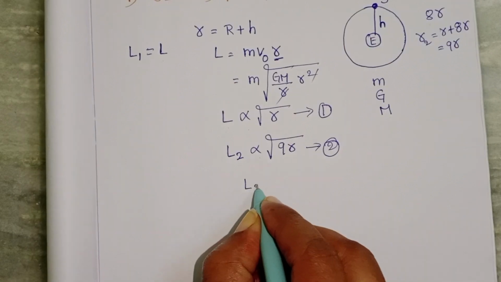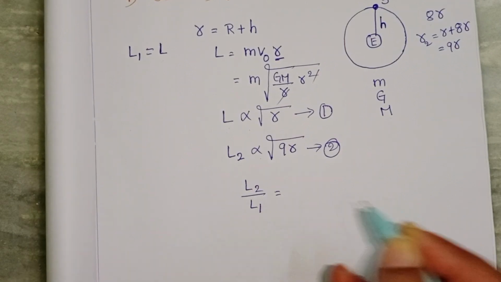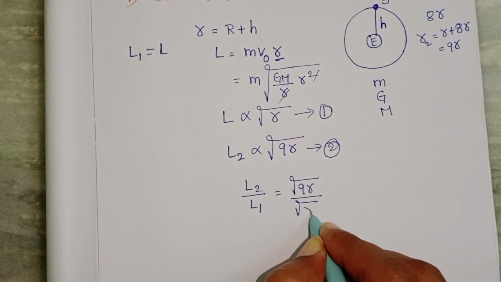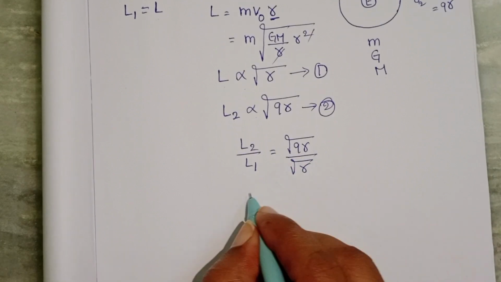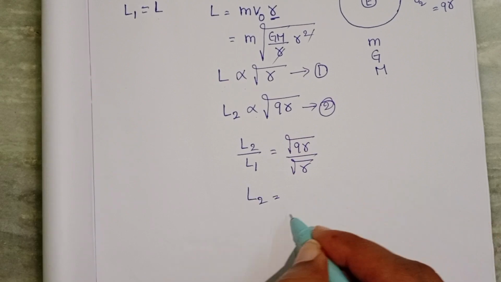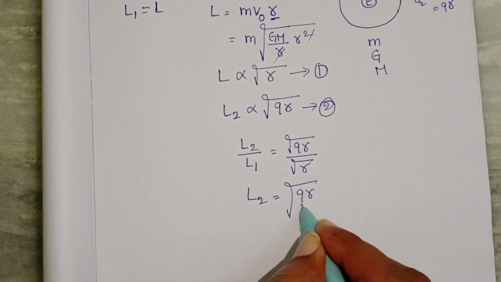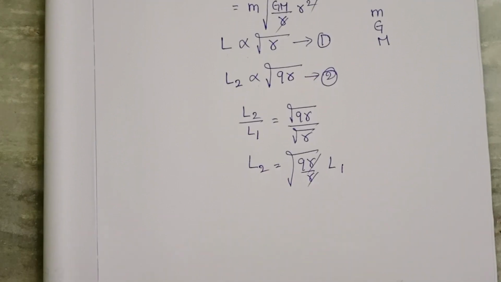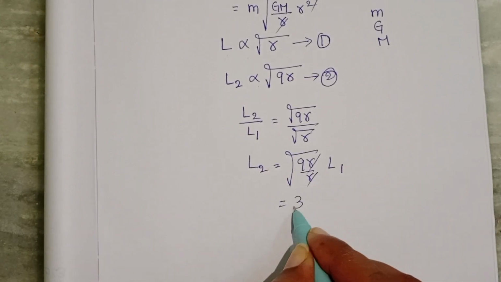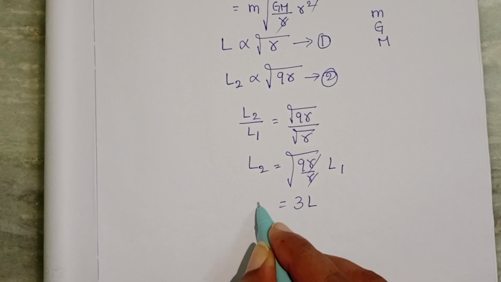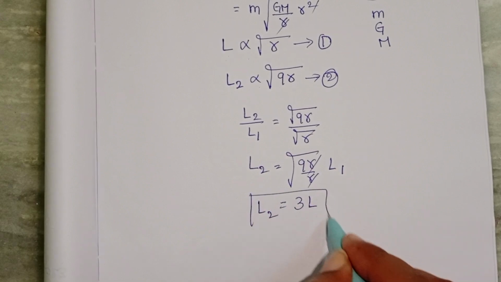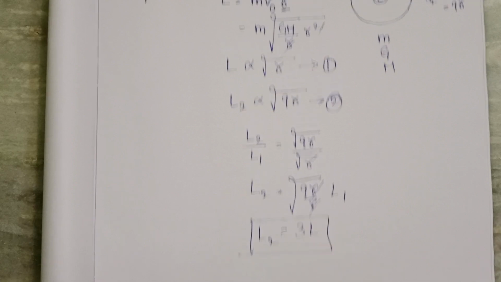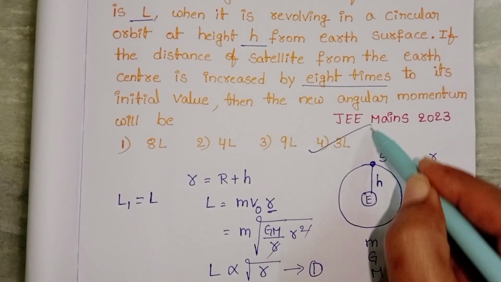Now take L2 by L1 equals square root of 9r by square root of r. Then L2 equals square root of 9r by r into L1. r gets cancelled. Square root of 9 equals 3, and the initial angular momentum is L. The final angular momentum is 3 times the initial angular momentum. Fourth option is correct.